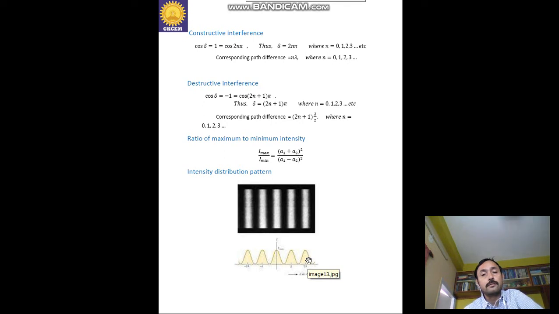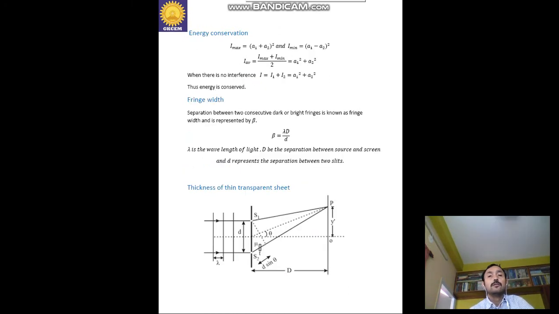Our next question is, if there is a bright fringe and a dark fringe, whether the energy is conserved or not during the interference phenomenon. So come to this point, energy conservation. Imax is (A1 + A2)² and Imin is (A1 - A2)². So the average intensity is (Imax + Imin)/2, which is equal to A1² + A2². When there is no interference, I = I1 + I2 = A1² + A2². Thus the energy is conserved.